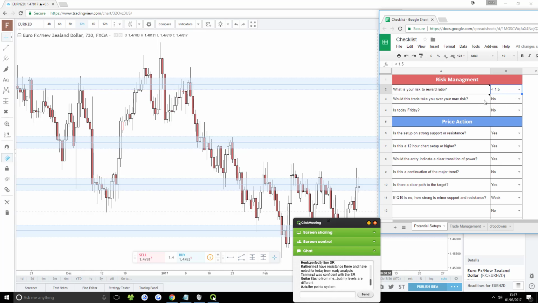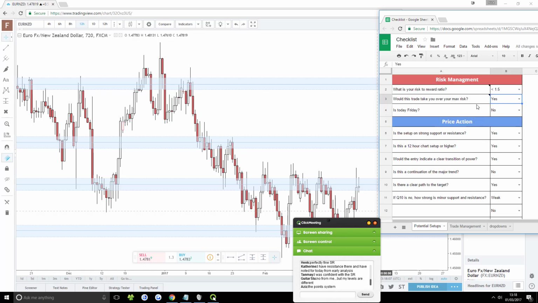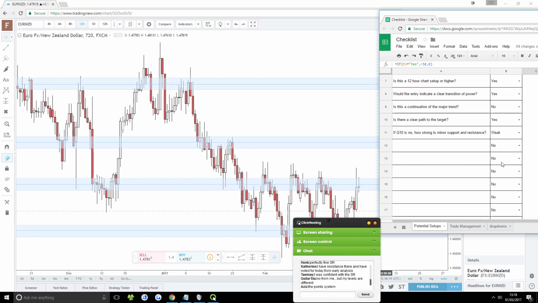Would this trade take you over your maximum risk? If you don't understand what that means, there's a little pop-up that gives you info. If you go yes, you can see minus 70, because that's going to give you an even bigger negative. Is today Friday? I'm going to expand on this question a little bit. There's going to be more options. Like I said, I'm just filling it in right now. I've been doing it this morning, so that gives you an even bigger negative modifier.